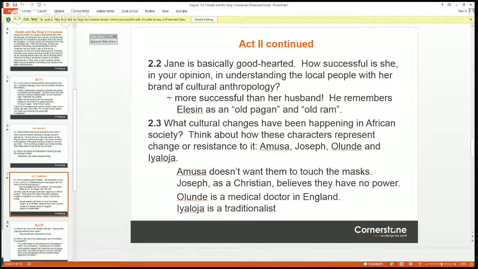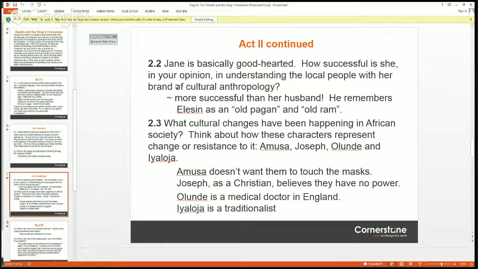When he remembers Elisine, because they come to him with this report, Amusa, the policeman, comes to him with this report that Elisine is committing death. He calls it committing death. And immediately the district officer thinks there's murdering going on. And when he tries to remember Elisine, yes, he says that old pagan and that old ram, because he had the reputation of liking women. And he was not a Christian, but his whole attitude towards him is patronizing, arrogant, and insulting. Right.